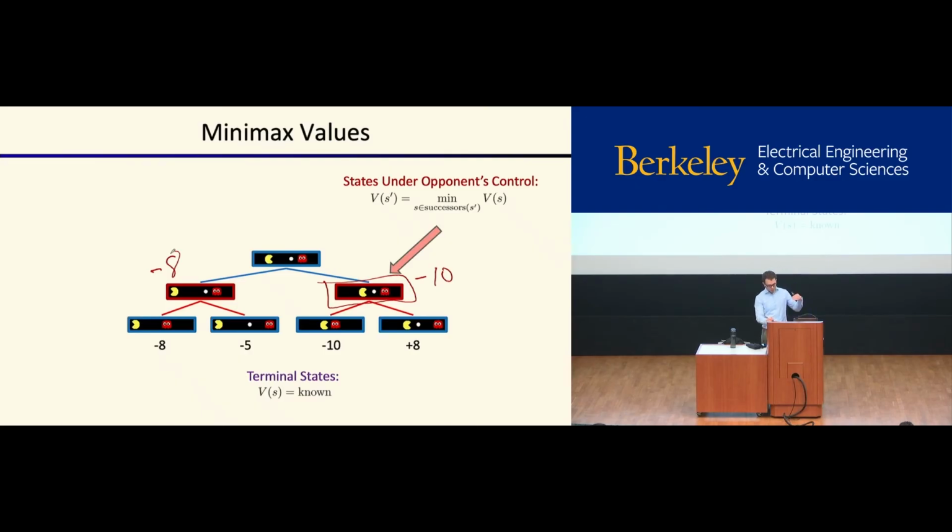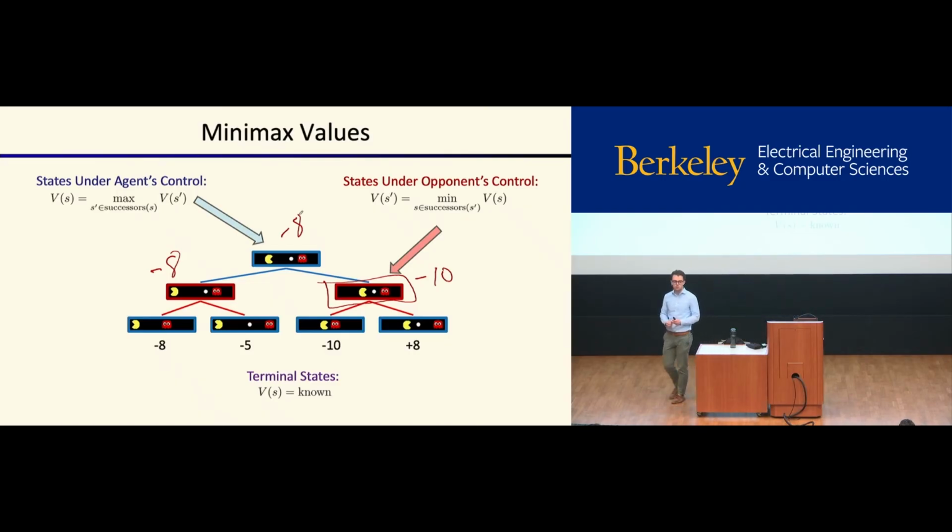So we back these up, we go up one level of the tree, and now what's Pac-Man going to do? Which one of these actions is Pac-Man going to prefer? Pac-Man's going to try to maximize utility, right? So working opposite to the ghost. Pac-Man's going to try and go for this minus 8, because minus 8 is still bigger than minus 10. And so the value of this starting state, it's under Pac-Man's control, and so the value here is minus 8. So we're maximizing at the Pac-Man nodes, and we're minimizing at the ghost nodes.